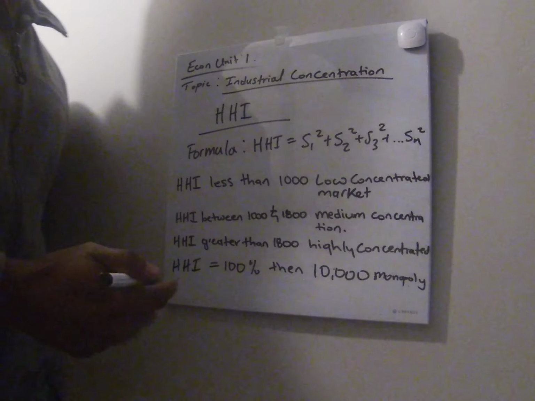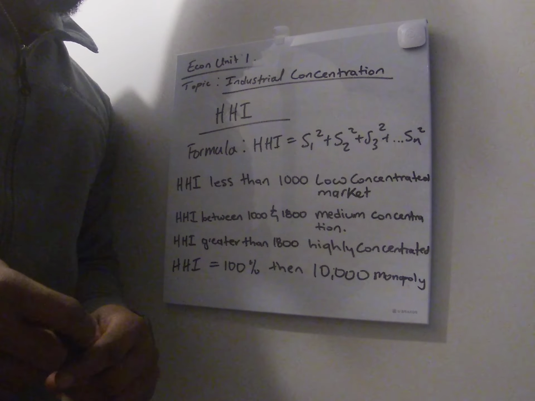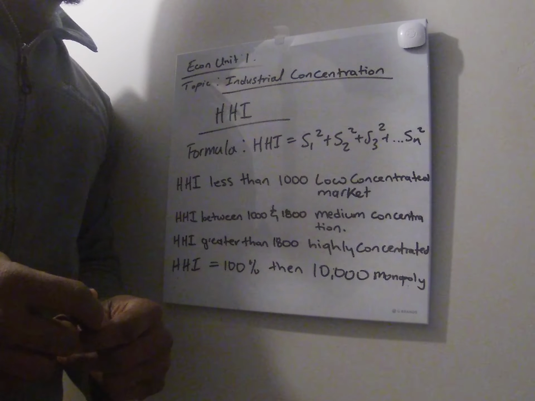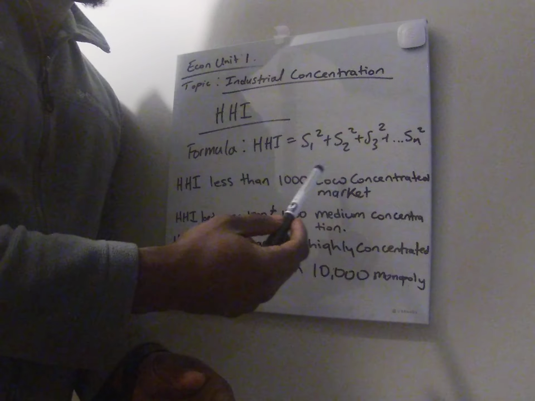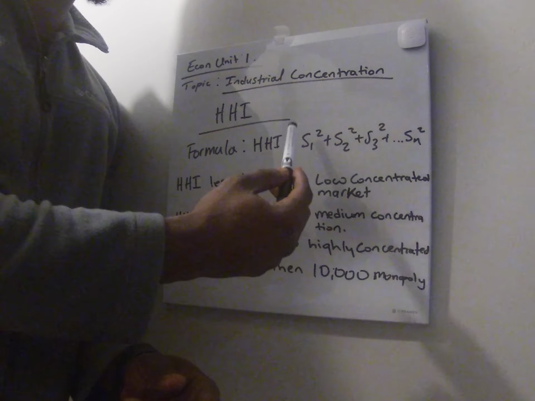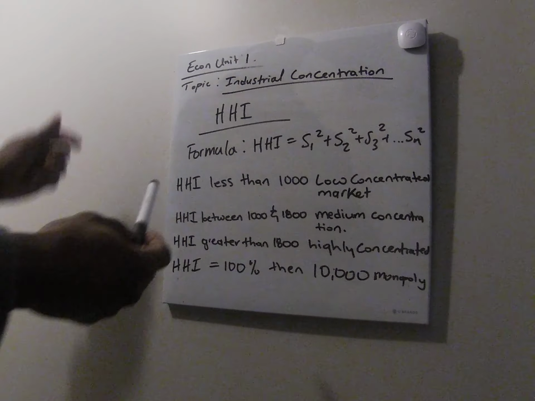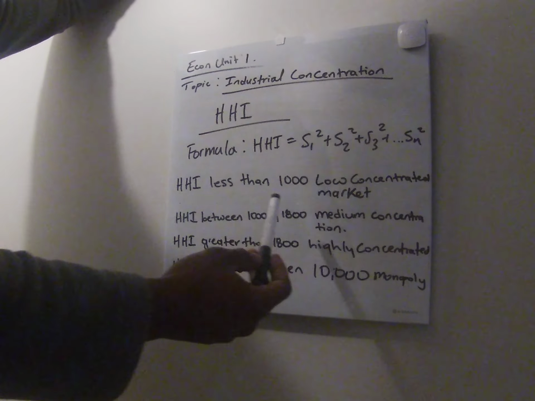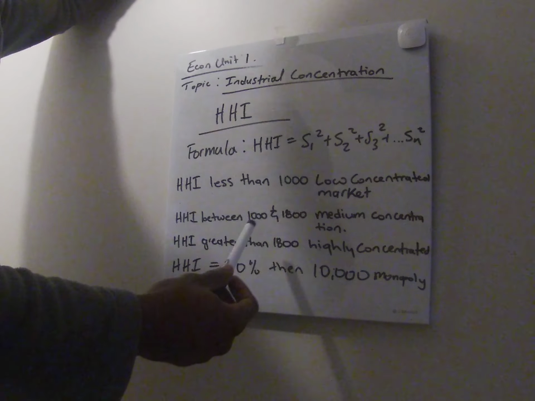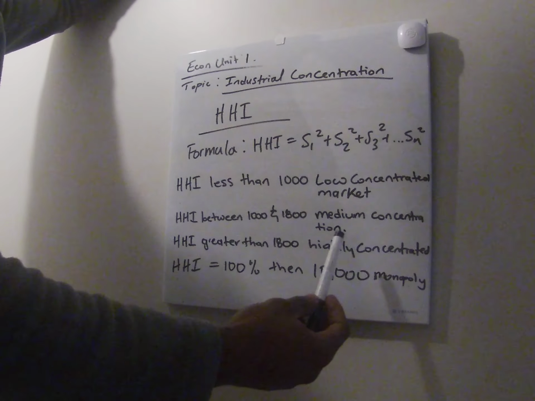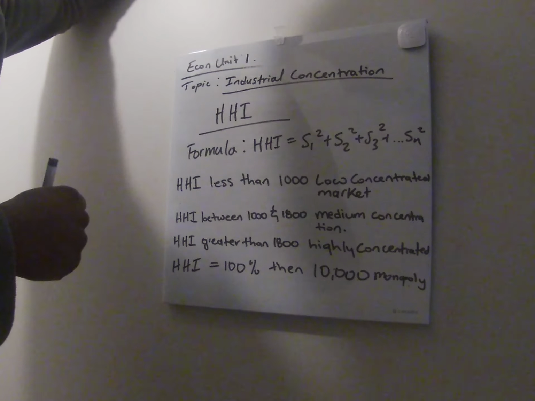Alright. This is claimed to be a more accurate method than the concentration ratio. The reason is that it calculates not just the four largest firms, but it actually calculates all firms within that industry. If the HHI is less than 1,000, then you'd say that's a low concentrated market. If the HHI is between 1,000 and 1,800, it's a medium concentration. If the HHI is greater than 1,800, then it's highly concentrated.